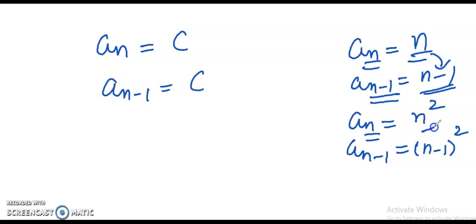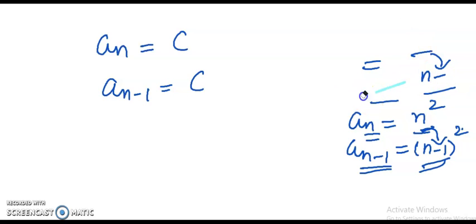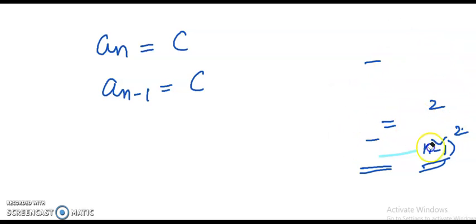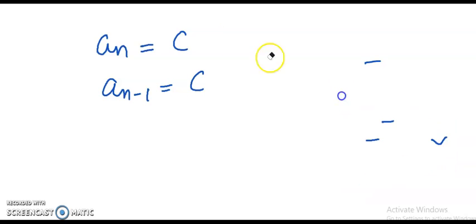If a_n is n squared, then replace n by n minus 1. You get (n minus 1) the whole squared. So here there is no n, no need to get confused. Just what we have to do is: if a_n is c, then a_(n-1) is also c.